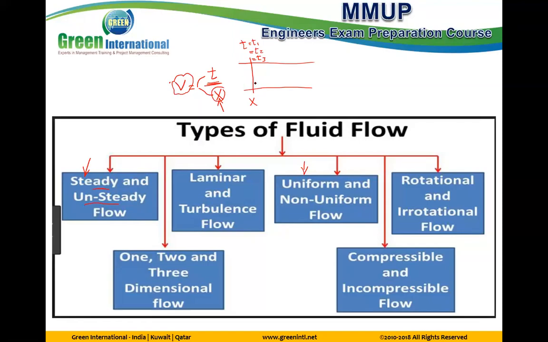If the velocity here does not change with time, the rate of change of velocity with time is constant, it means this flow is steady. But if the flow velocity changes with time at the same position, it means this one is unsteady. So if velocity changes with time, it is unsteady. If it does not change with time, it is steady. But be careful, we study the flow at a certain position. Clear? Okay.